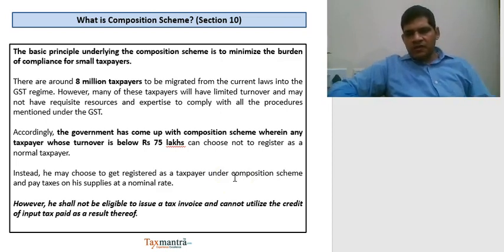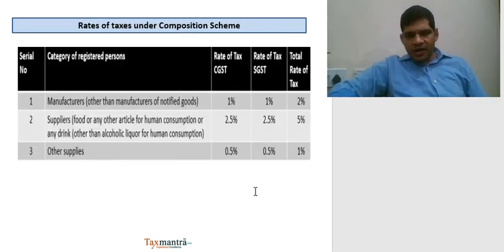It's a fixed rate which all the composition scheme taxpayers need to pay on the output. But the negative side is that they will not get any input tax credit on the inward supply which they take. So basically it's a fixed tax on their output. The tax rate is 2% for manufacturers, 5% for restaurant owners and small restaurant owners, and for other traders and other taxpayers the rate is 1% under the composition scheme.